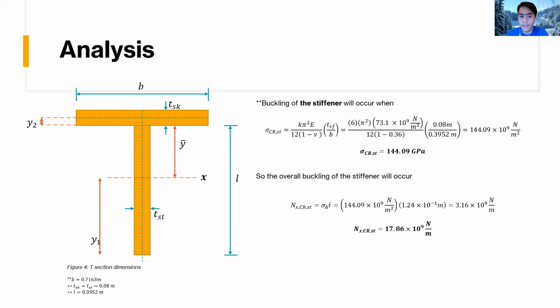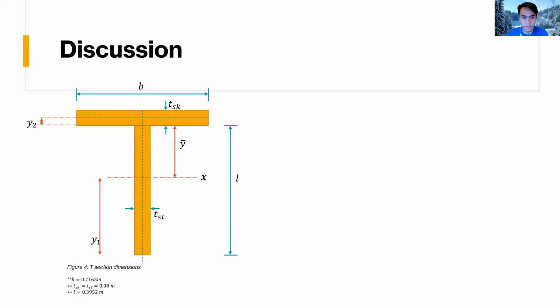Next is the stiffener, and this uses the same formula as the critical stress of the skin. For this case, we arrive at 144.09 GPa. Using the equivalent thickness multiplied by the critical stress of the stiffener, we can get the overall buckling, so we arrive at 17.86 times 10 to the 9 Newton per meter. The summary of my calculations will be discussed by my colleague, Wala.